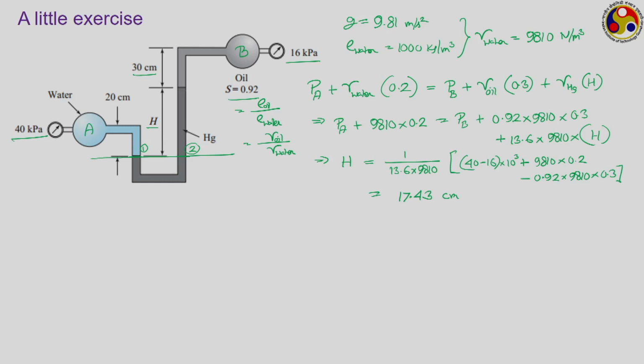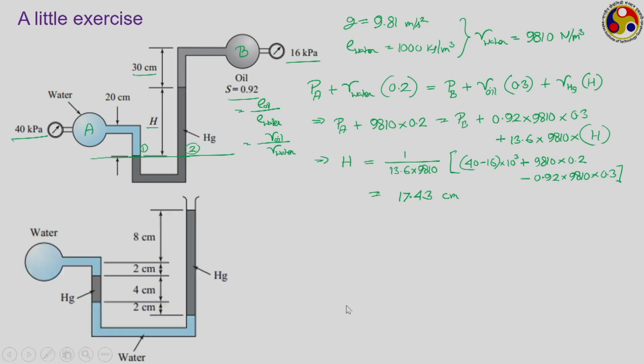So, this is a simple manometer, a U-tube manometer with both sides connected to two different pressure locations or two different pressure vessels, and we are calculating the height of the manometric fluid column in this. Let us move to a second problem.